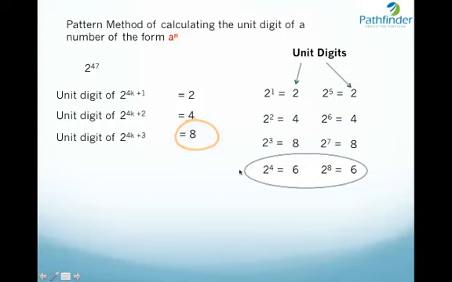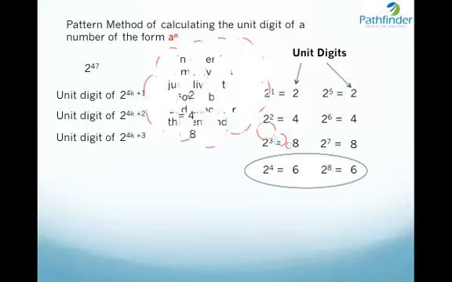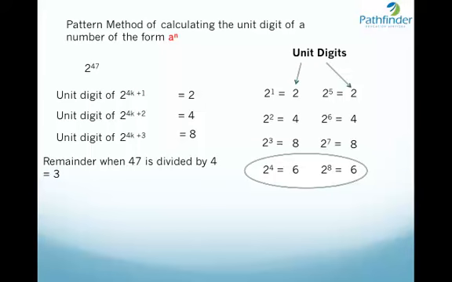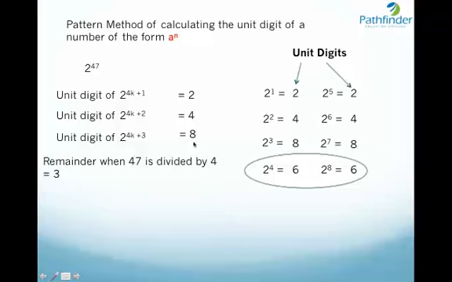8. So when we look at our number 2 to the power 47, the first thing that we need to do is divide the power 47 by 4 and check the remainder. In this case, when 47 is divided by 4, the remainder is 3. So therefore, 2 to the power 47 can be represented in the form 2 to the power 4k plus 3. So if 2 to the power 47 is equivalent to 2 to the power 4k plus 3, what is the unit digit? The unit digit is 8.